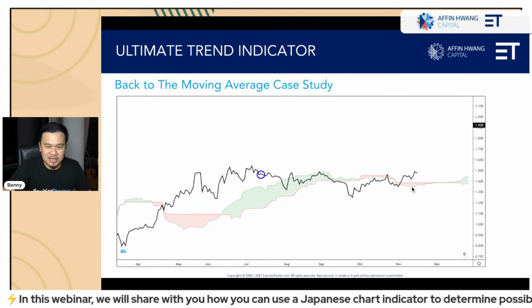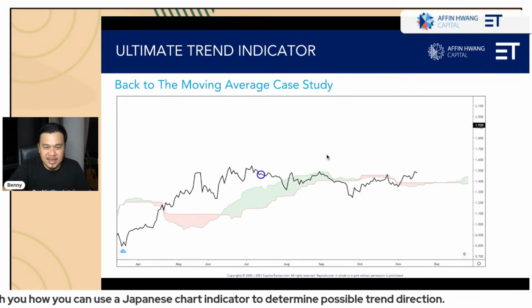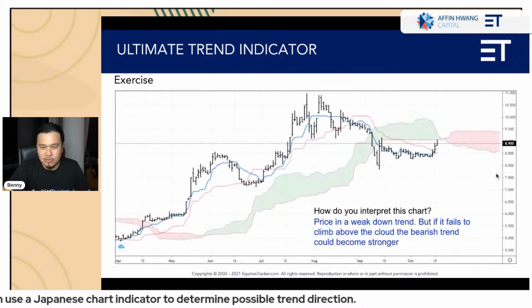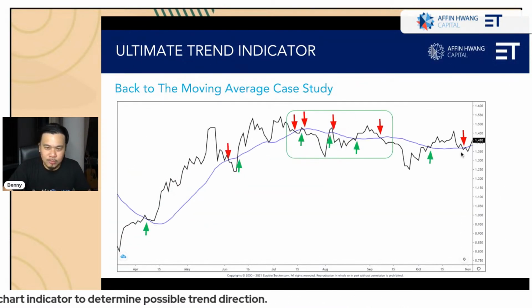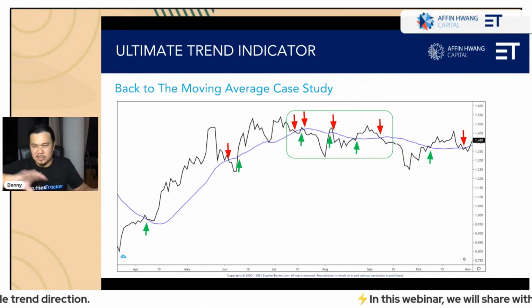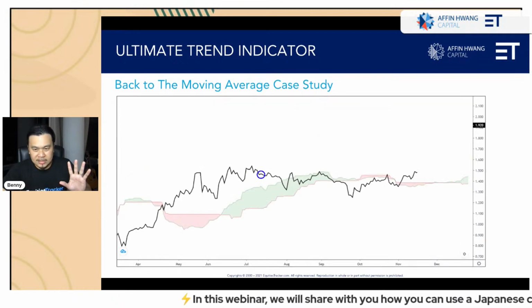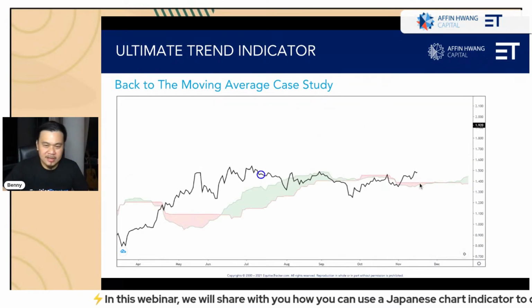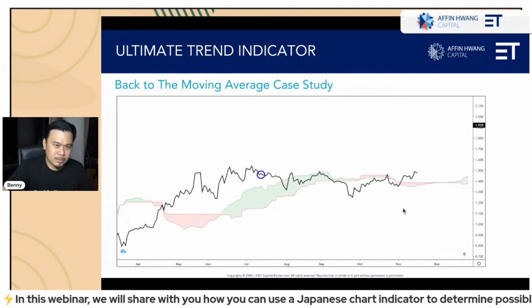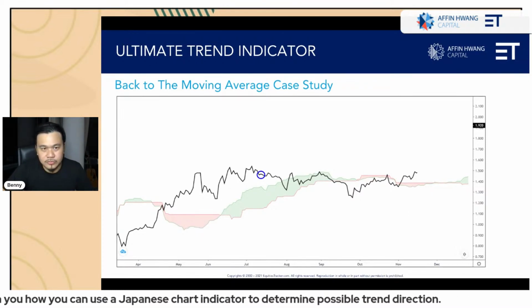Now, this is where we make the decision, right? So what do you think? And this is the same chart that we look at here, right? Because when we look at the moving average, I do not know, because here, if I buy, I can't really see. I don't have any guidance of whether the trend is weak or strong at this point of time. But now with the cloud, at the same point here, will I be able to make a better decision? What do you guys think?